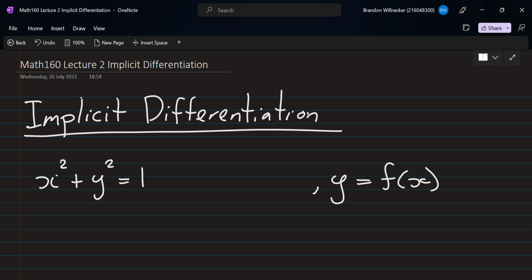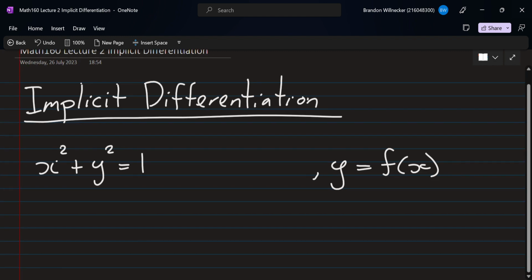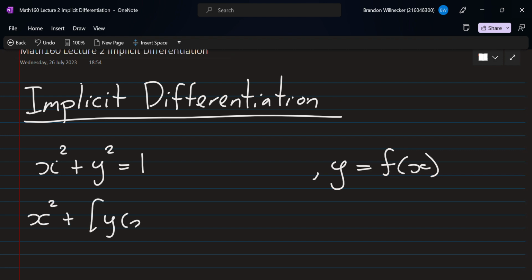Just by looking at this expression here, x squared plus y squared equals 1, it's not so clear which is the independent variable and which is the dependent variable. It is implied, so we just assume that y is a function of x. We can rewrite this as x squared plus y of x, so we write the functional form out, squared, is equal to 1. Here we can see where the function actually is.